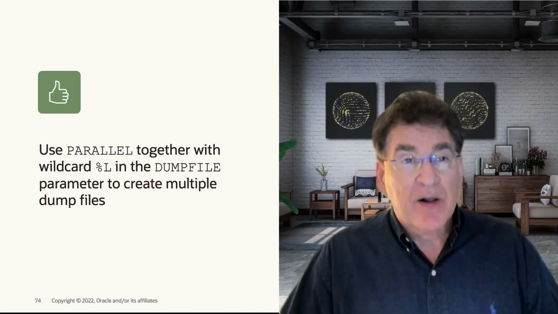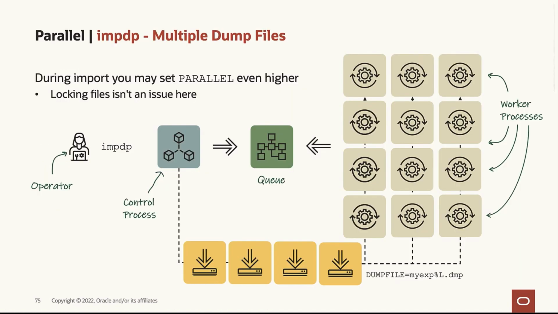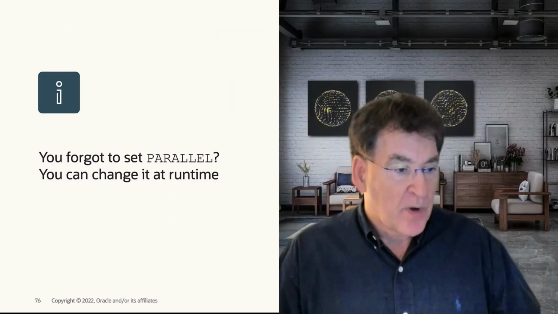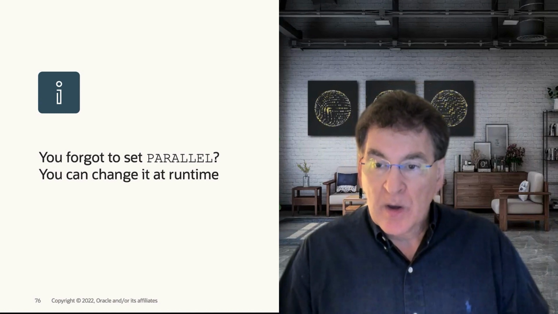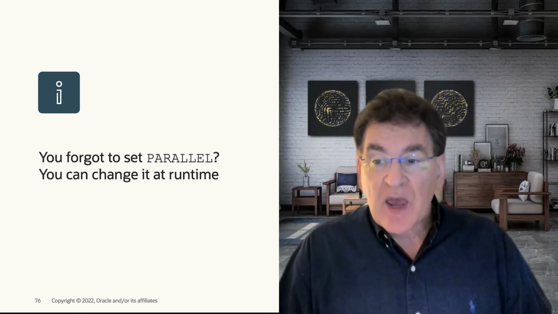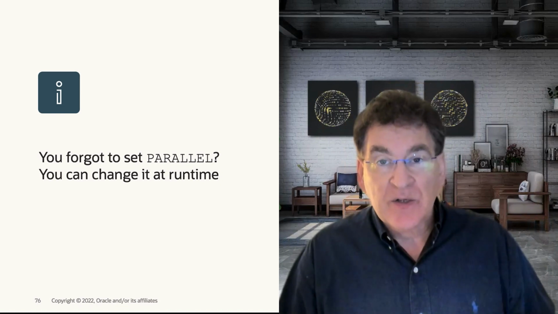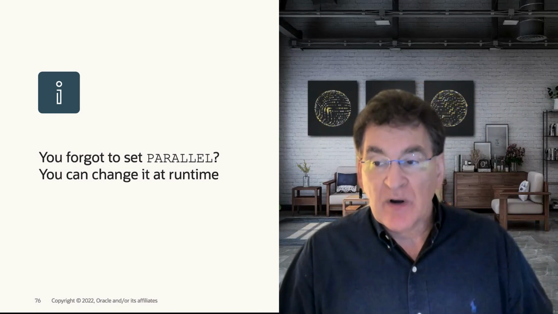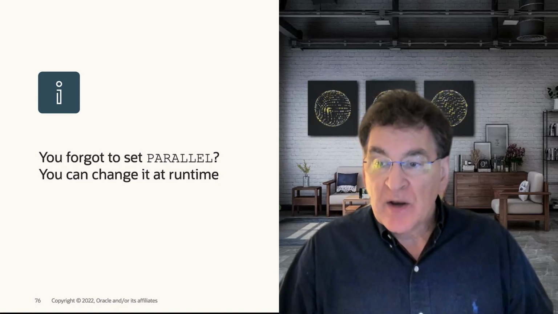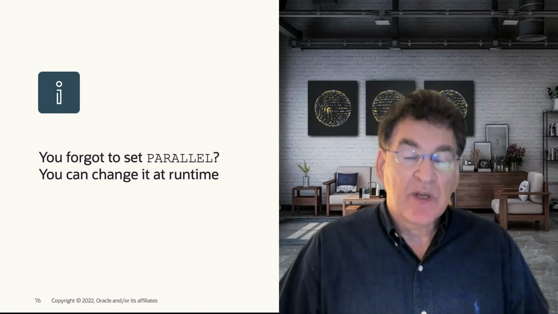You can also use parallelism on import. Locking isn't an issue here because the workers are only reading the dump files, and the degree of parallelism values for export and import are completely separate. For instance, if the target system has more resources available than the source, you can set a higher degree of parallelism for your import job than was actually used on the export job. By the way, you can even set or change the degree of parallelism after the job has started. Later in the webinar, we'll show you how to change the parallelism for a running job using the interactive commands.